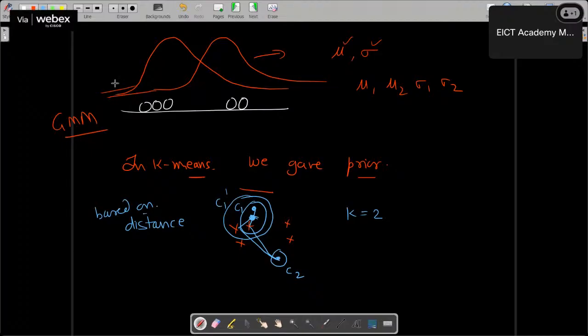But here, the Gaussian distribution curve is updated based on the likelihood, based on the PDF, the probability density function.